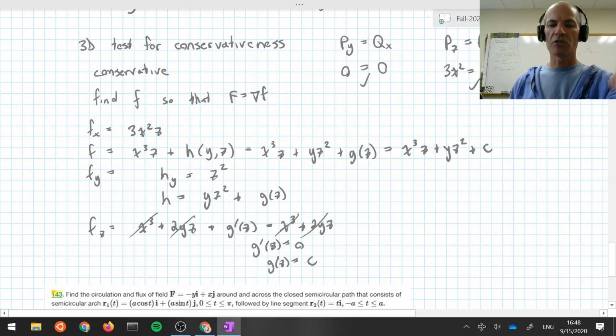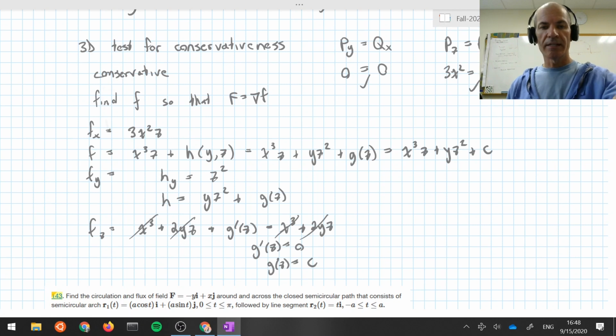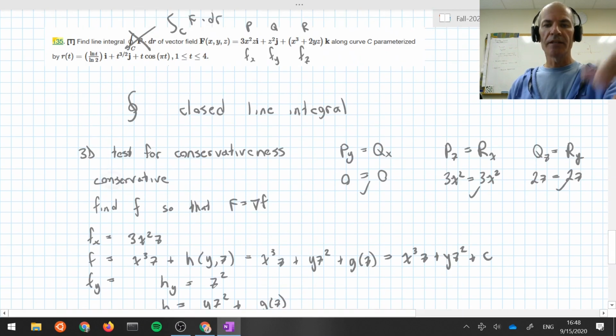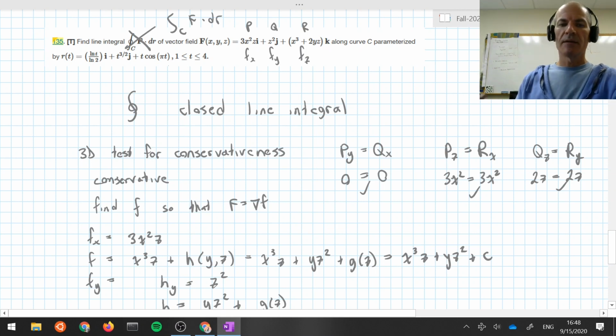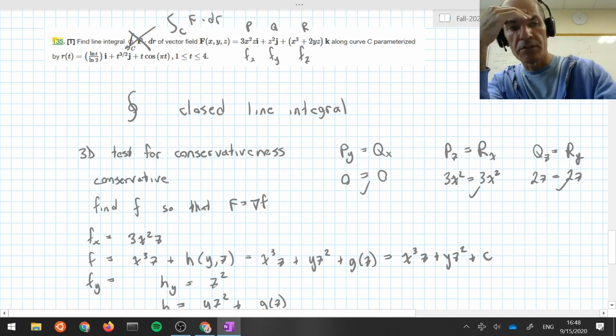And now I can finish my f: x cubed z plus y z squared plus some undetermined constant. That's the potential function. Again, don't wipe your brow and walk away. You're not done yet. We need to compute this line integral. Well, we know it's conservative, so it's independent of path. That means we can plug in the endpoints and subtract.